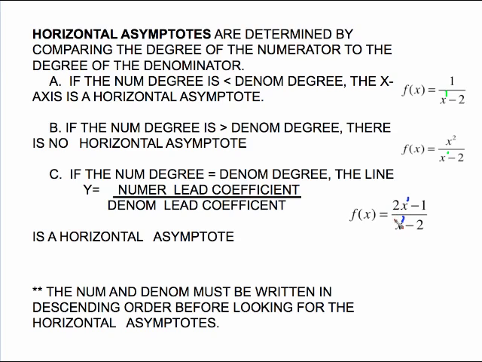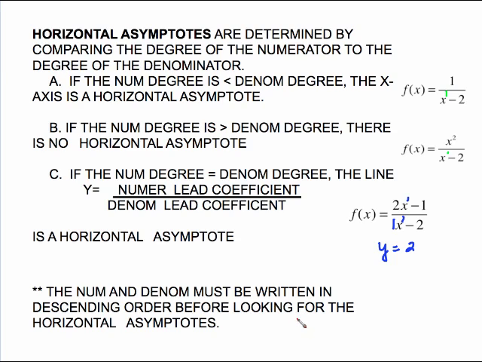This is 2, this is an understood 1. What you do is you look at the ratio of those coefficients, 2 over 1. That would be your horizontal asymptote, y equals 2. One important thing, the numerator and denominator must be written in descending order before you look for the horizontal asymptotes.